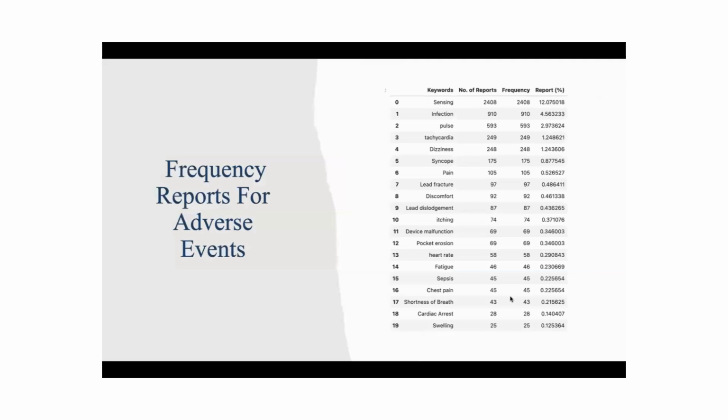This slide shows the frequency of adverse events over the years. The frequency for sensing was 2408, the frequency for pain was 105, the frequency for infection was 910, and the frequency for pulse was 593. Understanding how often these events occur can help manufacturers prioritize safety improvements in pacemakers.